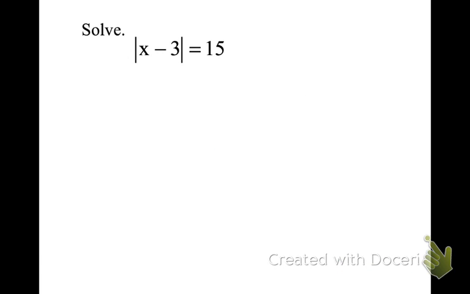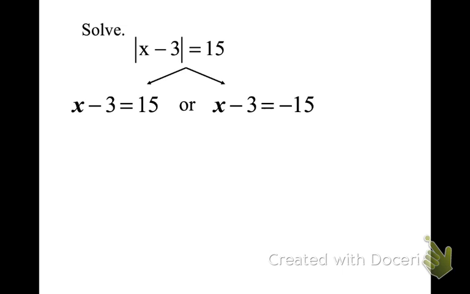So pause it and you try it. Split the equation so that you can account for both positive 15 and negative 15. Now let's check our work. Set one equal to positive. When you set it equal to the positive and the negative, you lose the absolute value. And it's an OR situation.